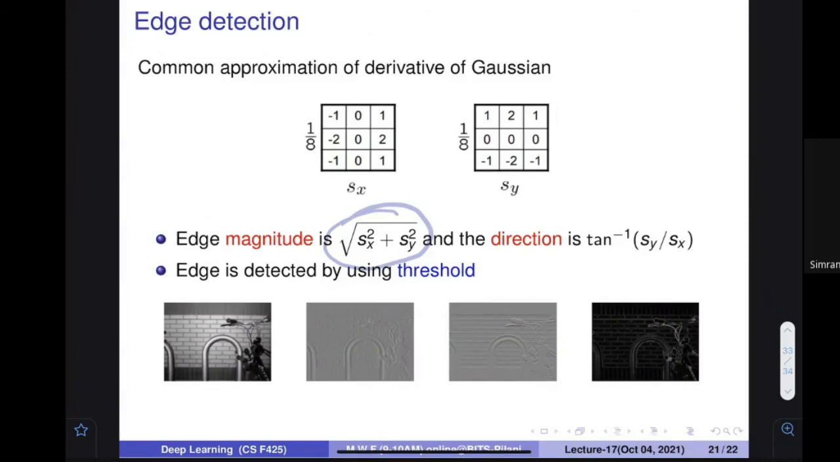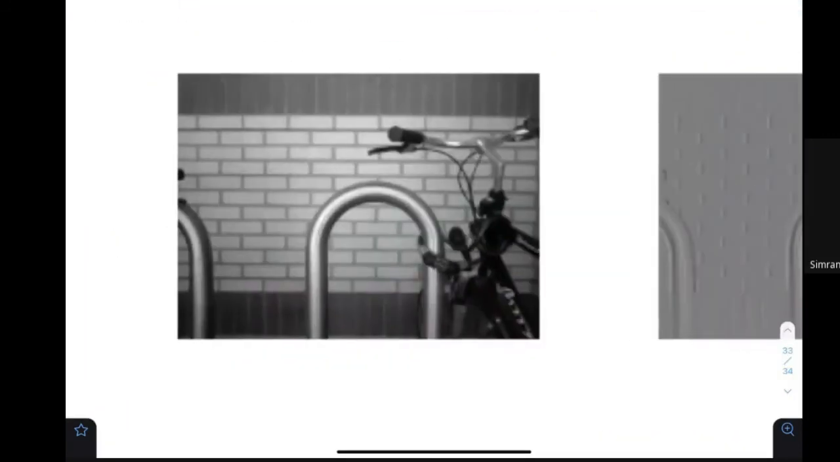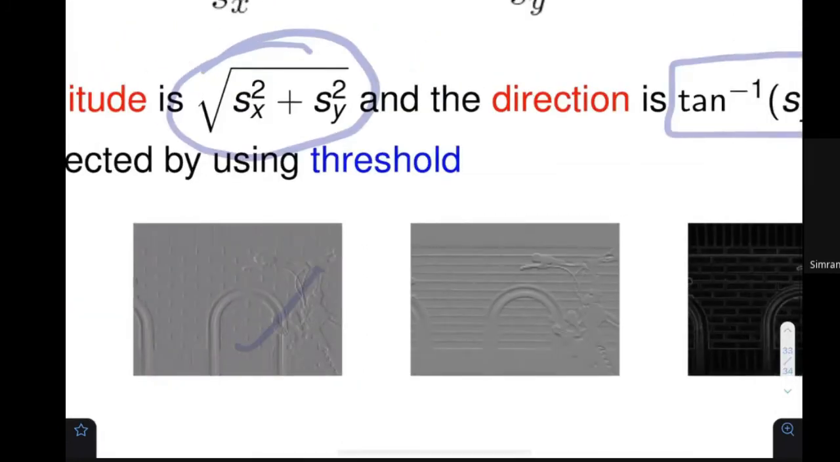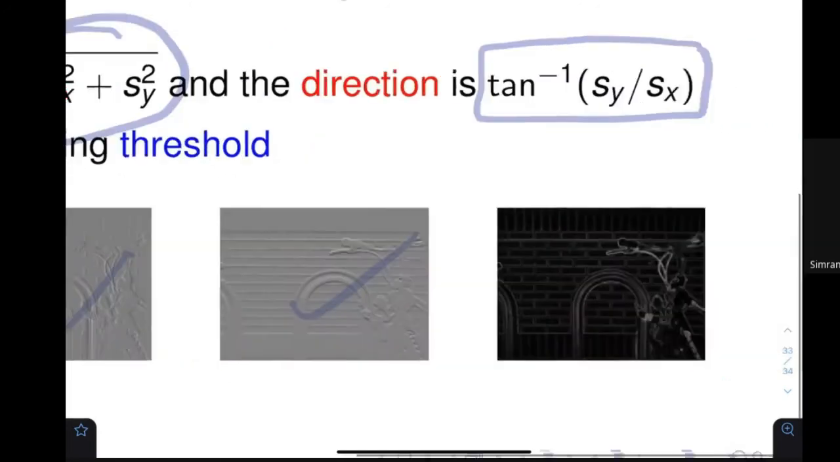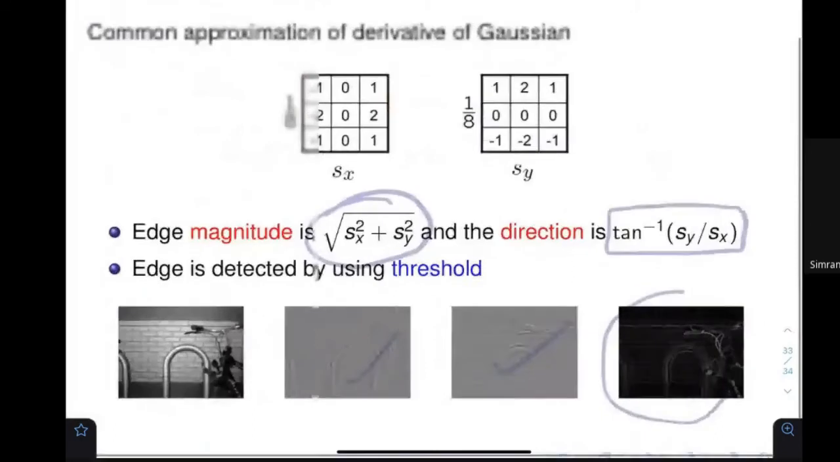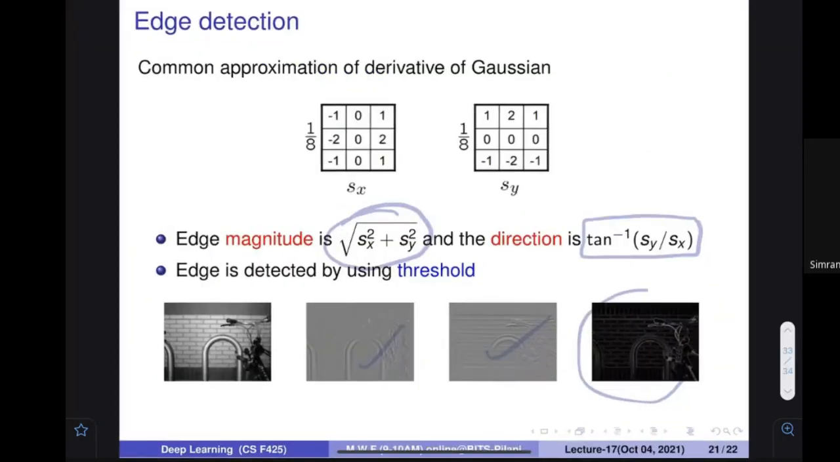And if you want to find out the direction of the edge at a particular pixel, you can find it using tan inverse of Sy upon Sx. A small example where this was an image and we applied Sx and Sy. Sx gives you this, Sy gives you this. When you combine both and see the places where there is a high value, you get this pixel thing. So by this you can do edge detection. Very important thing. Okay. So that's all for today.